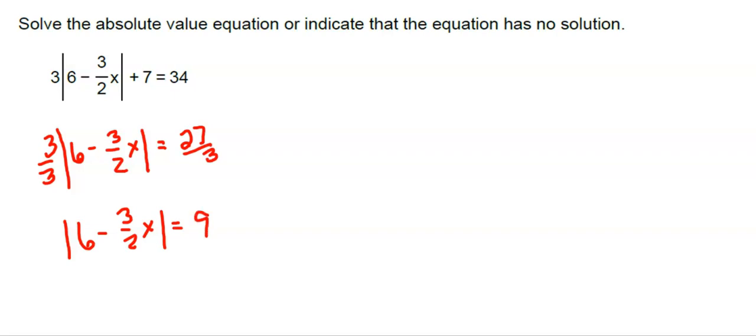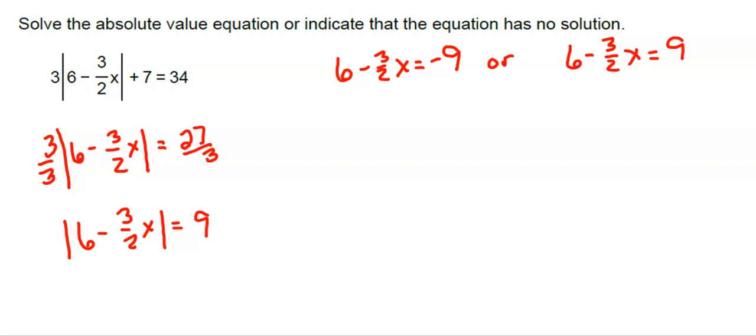Absolute value is a distance from 0, so we're looking for what's in the absolute values to either be 9 units to the left of 0, which means what's inside the absolute values would be sitting down at -9, or what's inside the absolute values is 9 units to the right of 0, which means it's sitting down at +9. So now we've got two equations to solve.